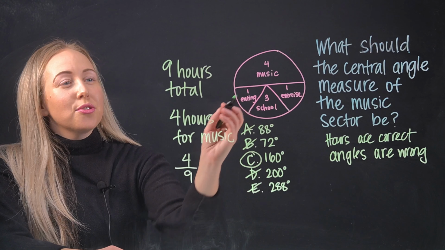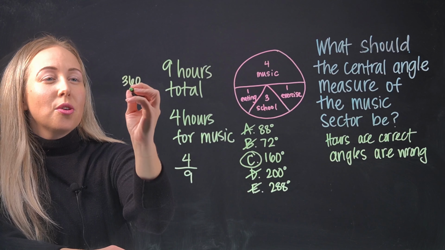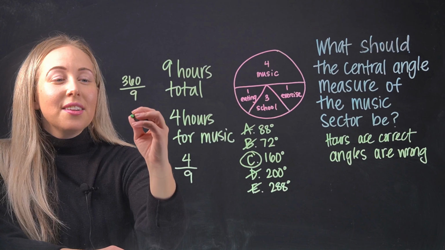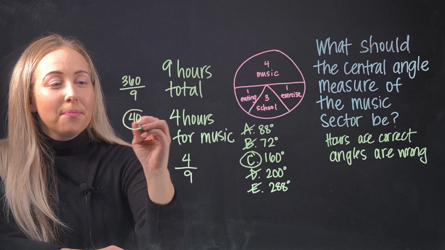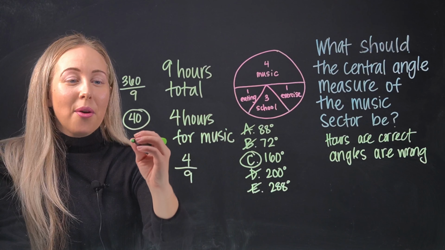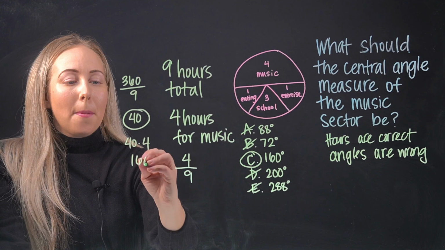If we say, okay, there's 360 degrees total, divided by 9 hours. 360 divided by 9 will give you 40. And if you multiply 40 by the 4 hours for music, you get 160.